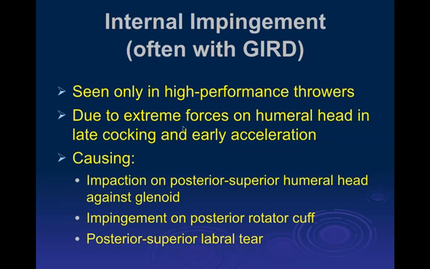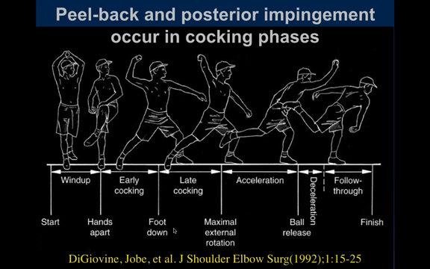It's probably due to extreme forces on the humeral head in the late cocking and early acceleration phase of throwing, causing impaction of the posterior superior humeral head against the glenoid, impingement on the posterior rotator cuff, and posterior superior labral tear. So let's look at this. So we're really talking about the throwing athlete. You see this a lot in Major League Baseball pitchers and catchers.